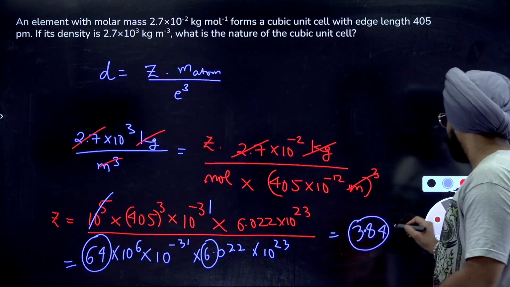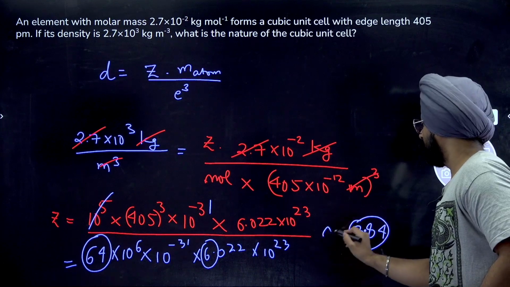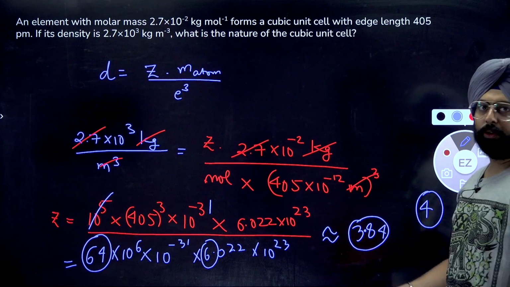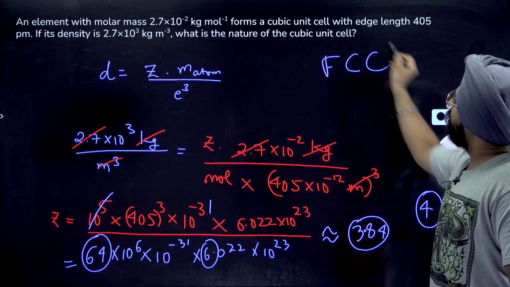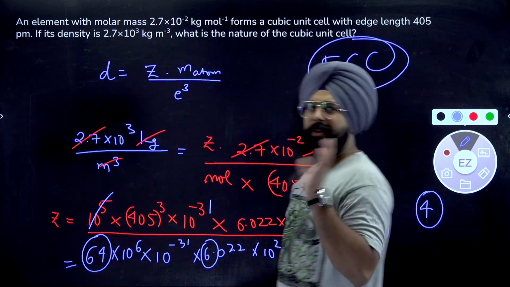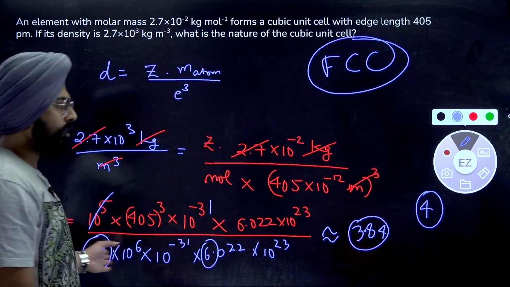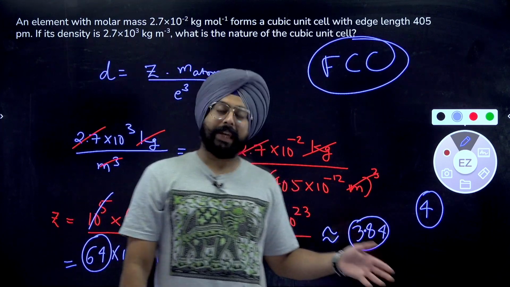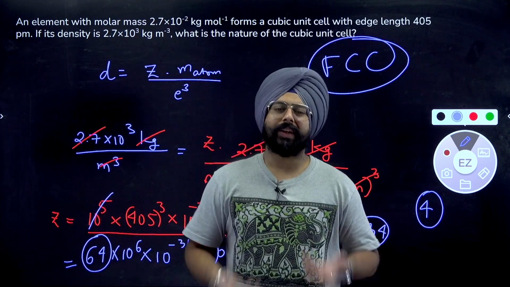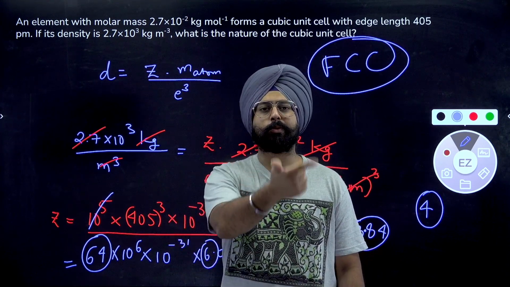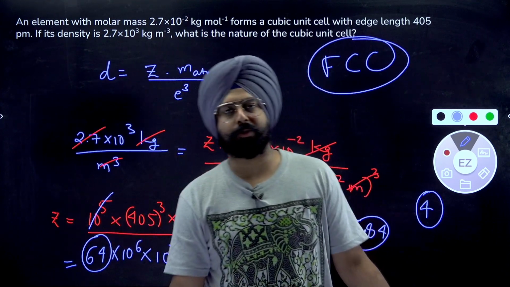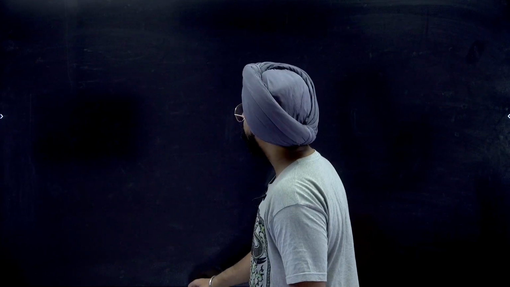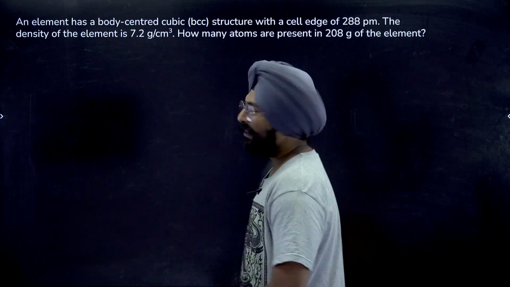If you do it accurately, you will come up with 4. Rank is 4, therefore this is face-centered cubic. Ultimately, you just had to calculate the rank. We've done some approximation here, and we can do that because we know the answer has to be very close to 1, 2 or 4. Those are the only 3 options. Chalo ji, this is done. Very nice. So today's class is done.